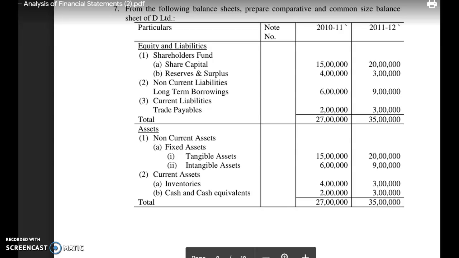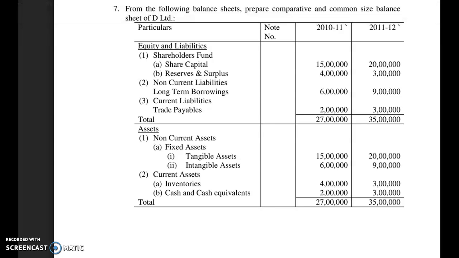Dear students, from the part B syllabus of our subject, we had completed two very important lessons. First was relating to accounting ratios and second was relating to cash flow statement. Today we will discuss another very important lesson, that is comparative statements and common size statements.